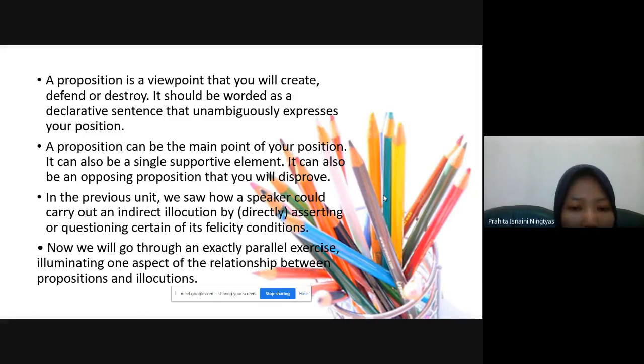In the previous unit, we saw how a speaker could carry out an indirect elocution by directly asserting or questioning certain of its felicity conditions. Now we will go through an exactly parallel exercise illuminating one aspect of the relationship between propositions and elocutions.